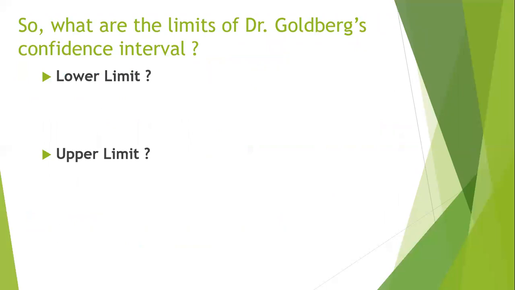Now, given that we have 0.047 as our margin of error, what are the limits of Dr. Goldberg's confidence interval? What will the lower limit and what will the upper limit be? Remember that Dr. Goldberg's original sample statistic, his sample proportion, was 40%. And we've just now found that the margin of error is 4.7%, 0.047. Given a sample statistic of 0.4 and a margin of error of 0.047, what will the limits be? Do you have them? Let's check.